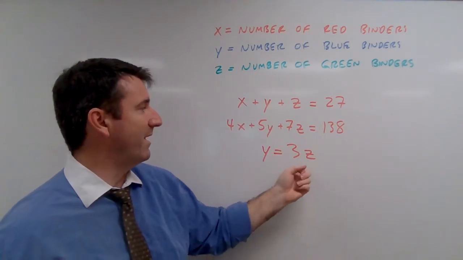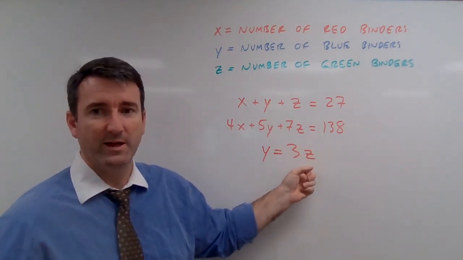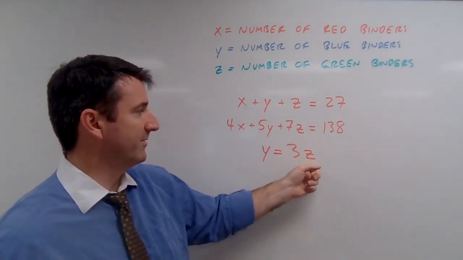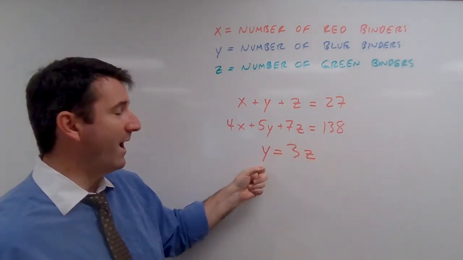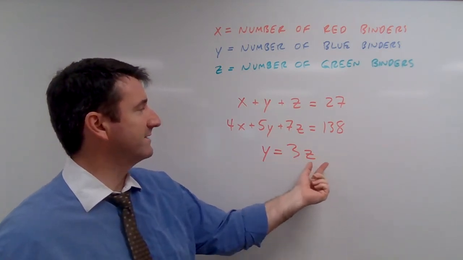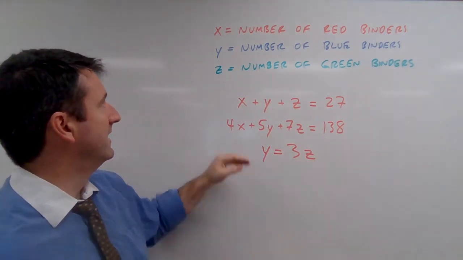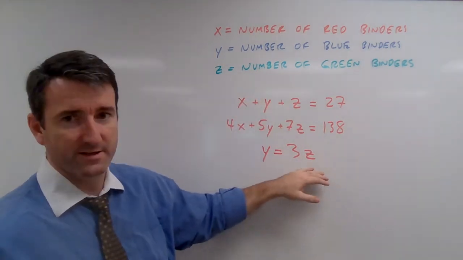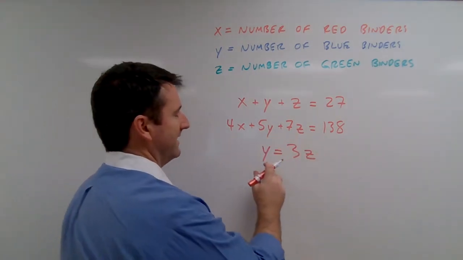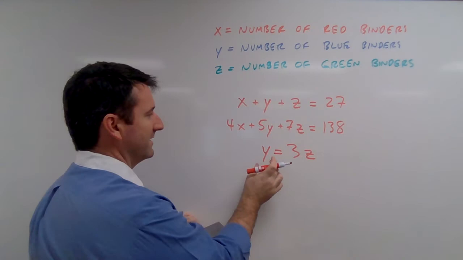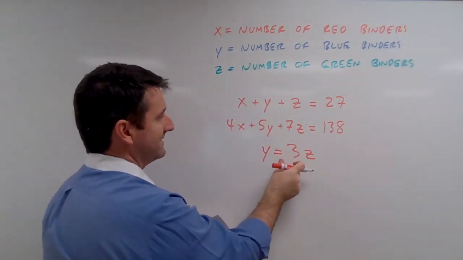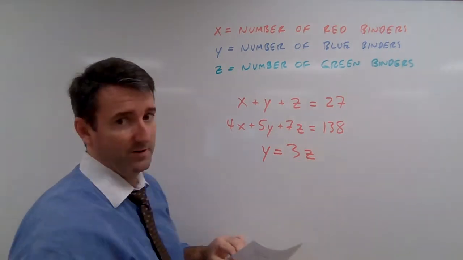And if you think about, well, what happens when we plug in a number for Z? If we plugged in, let's say 3 for Z, Y is going to be 9. So you can see that the number has to go with the variable that's going to represent the smaller number of binders here. And I think the best way to do this is to actually read out this sentence. The number of blue binders is 3 times the number of green binders.